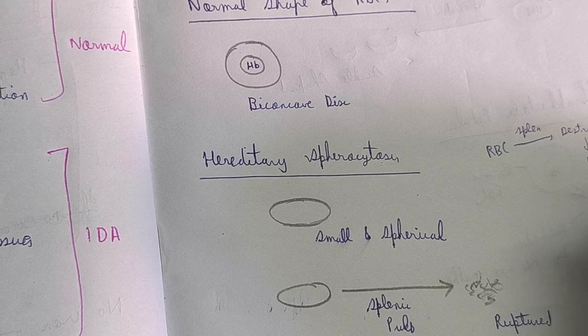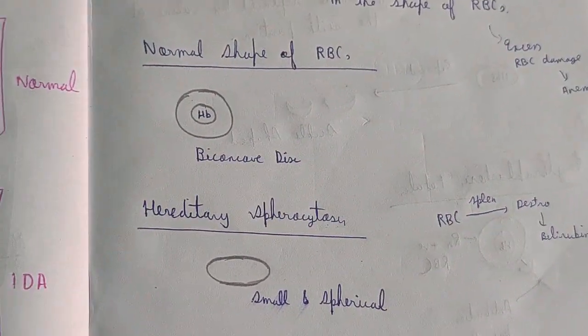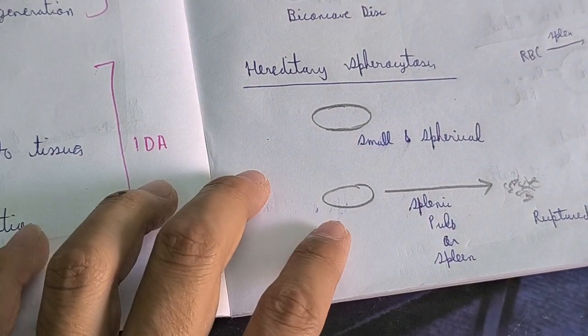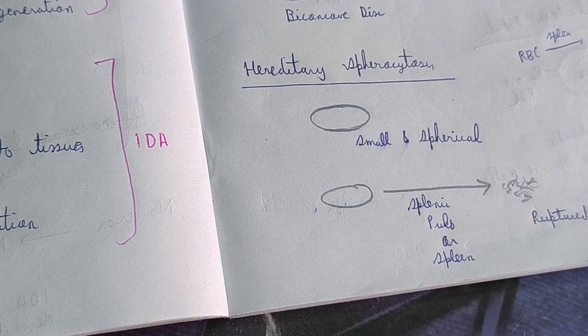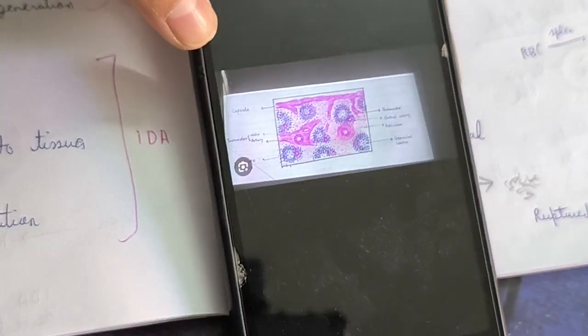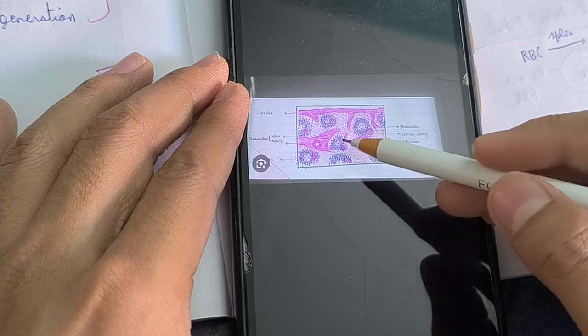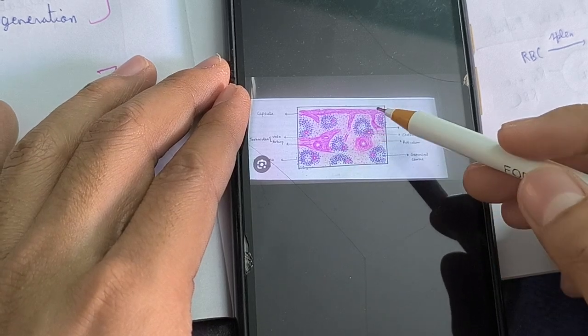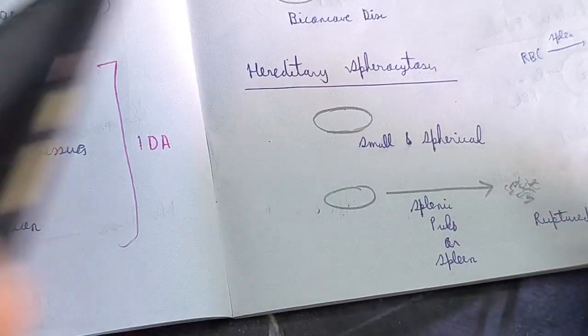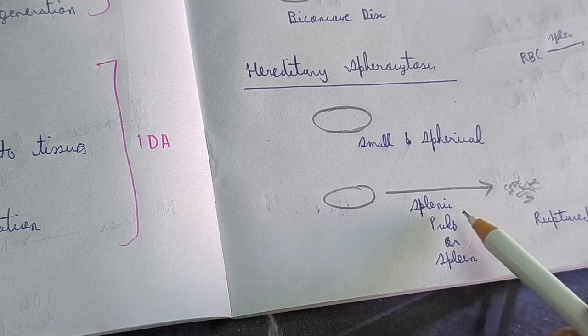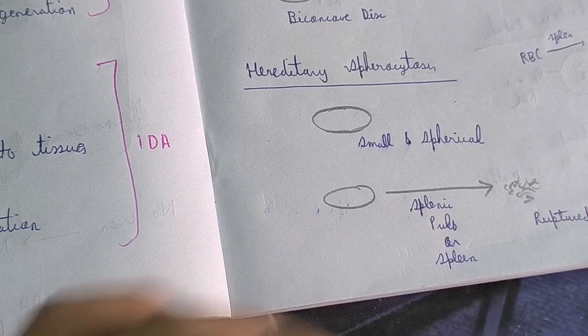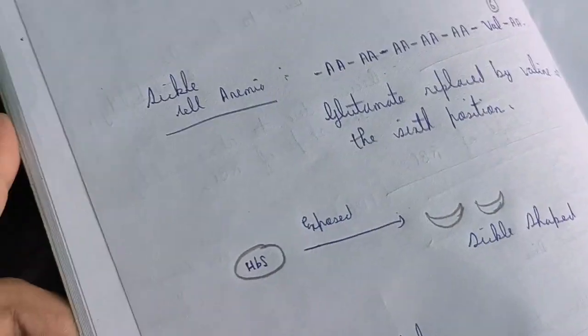This concept you also have to study in biochemistry. When the RBC passes through the spleen, or splenic pulp, the diagram of the splenic pulp is like this. This is the histology of the spleen, which you will also study in anatomy. When the small and spherical RBC passes through the spleen, it is ruptured. This excessive destruction leads to hemolytic anemia.